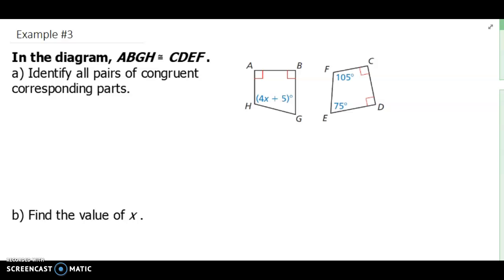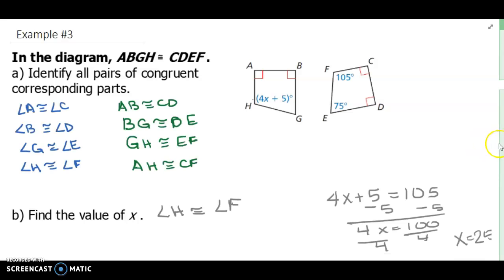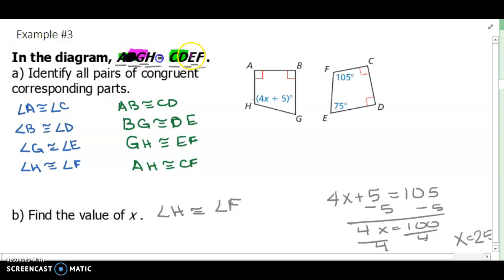All right, I want you to go ahead and try to do this one on your own, and then we will go over it. All right, so what you should have gotten is something that looks like this. Now the first angles, B and D, G and E, and then H and F are all congruent. And then here, the first two letters, AB is congruent to CD. The next two, BG and DE, and so on and so forth, to where you get all of these. Now, if I look down here, I want to find the value of x.